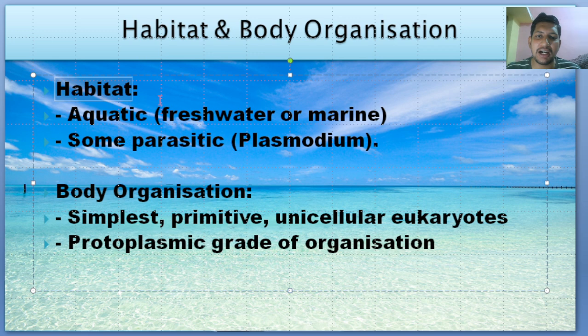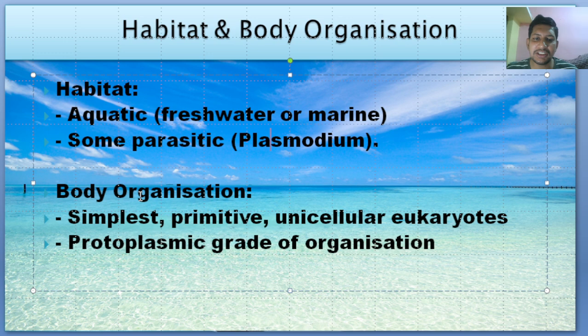And some of them are parasitic, means they are dependent on other plants and animals. The famous example is Plasmodium. Okay, so Plasmodium, you know that it is a famous example for a parasitic protozoan.